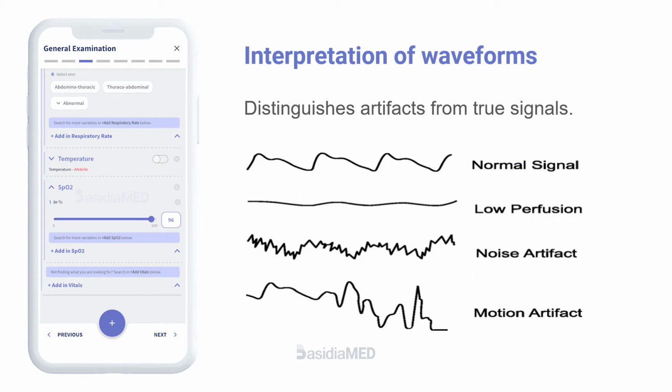The waveform assists clinicians in distinguishing an artifact from the true signal. Normal signal shows a sharp waveform with a clear dicrotic notch. Low perfusion shows a typical sine wave. Pulsatile signal with superimposed noise artifact gives a jagged appearance. Motion artifact shows an erratic waveform.